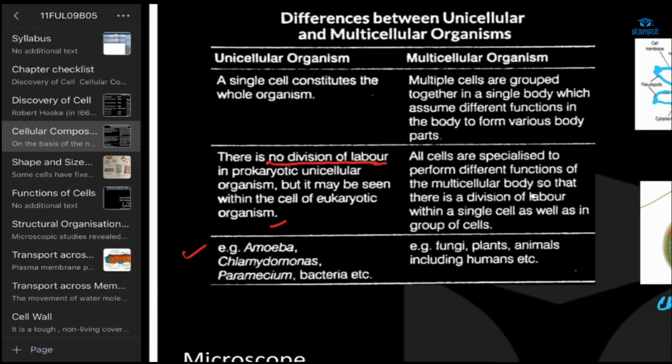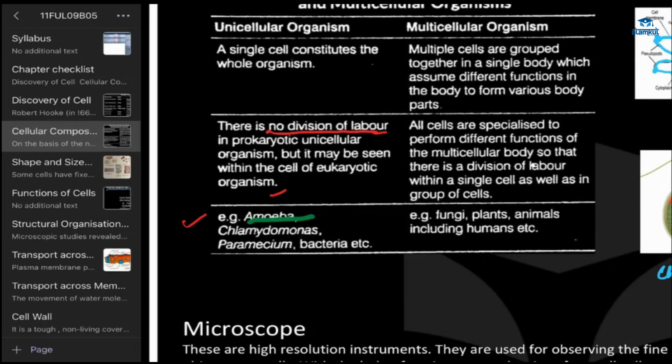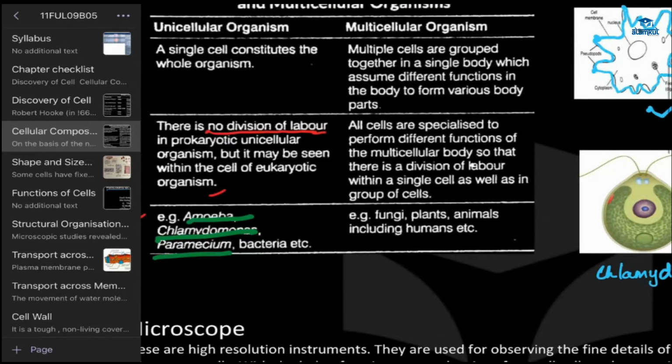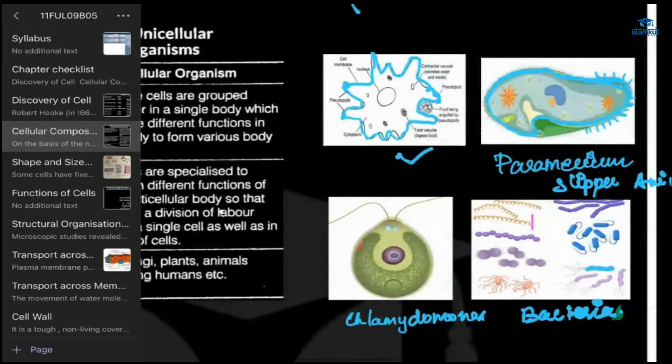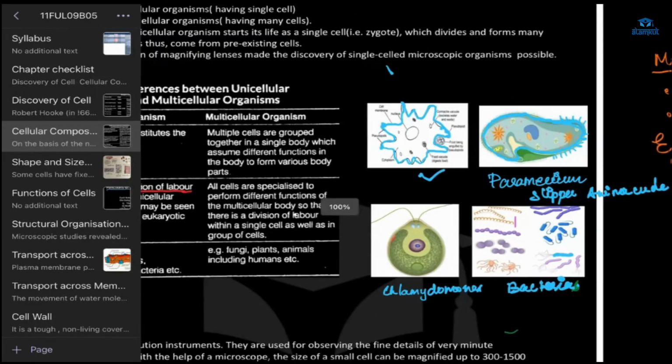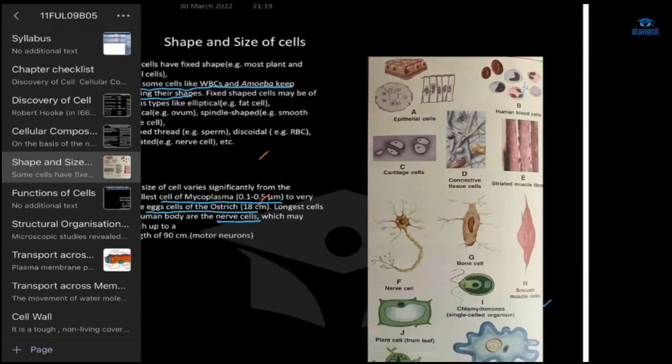What are the examples? Amoeba is a unicellular organism. One minute, I need to take my pen. Amoeba, Chlamydomonas, paramecium. Then we have fungi, plants, animals, including humans. This is Chlamydomonas and this is paramecium, and these are all bacteria, different types of bacteria.